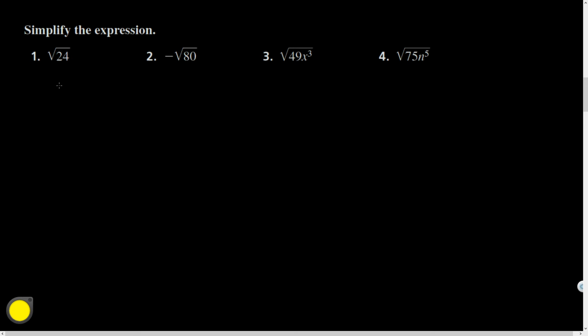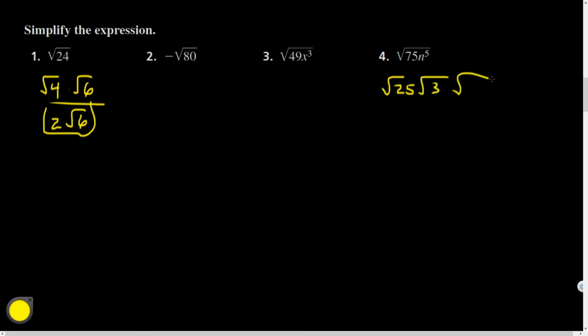Square root of 24, the largest perfect square that goes into it is 4, and it goes in 6 times. Square root of 4 is 2, so 2 rad 6 is what I would get. Square root of 75, 25 goes into 75, and how many times does it go in? Well, 3. And the square root of n to the 5th, there's actually a couple different ways I could do this. Tell you what, I'm going to write this as n to the 4th times the square root of n.